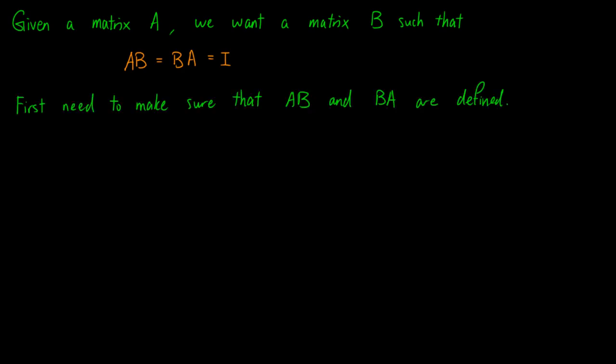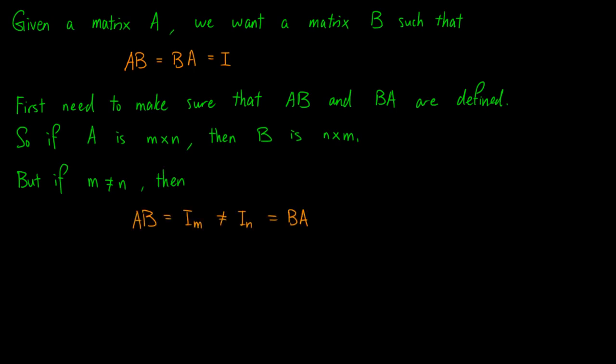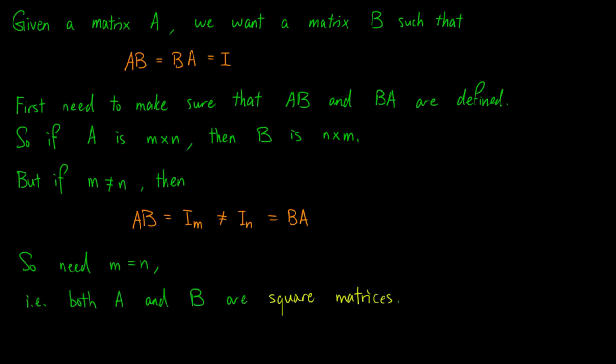First, we need to make sure that AB and BA are defined. So, if A has size m by n, then B has size n by m. But if m is not equal to n, then AB is the identity matrix of size m, and BA is the identity matrix of size n, so they are not the same. So, to make sure that AB equals BA, we also need that m equals n. In other words, both A and B are square matrices. So this motivates the following definition.